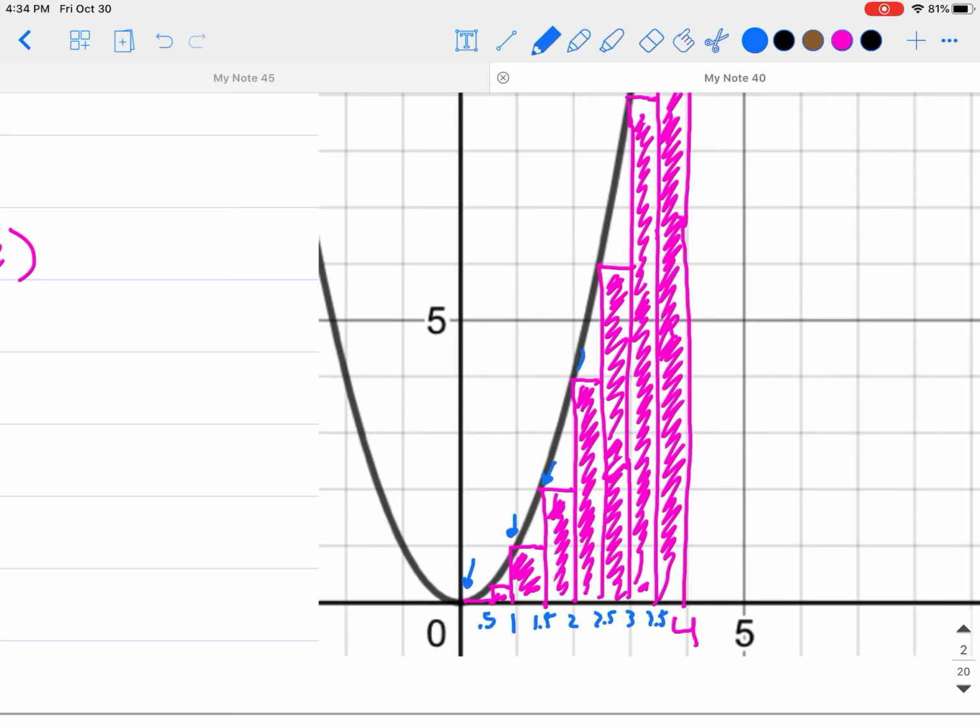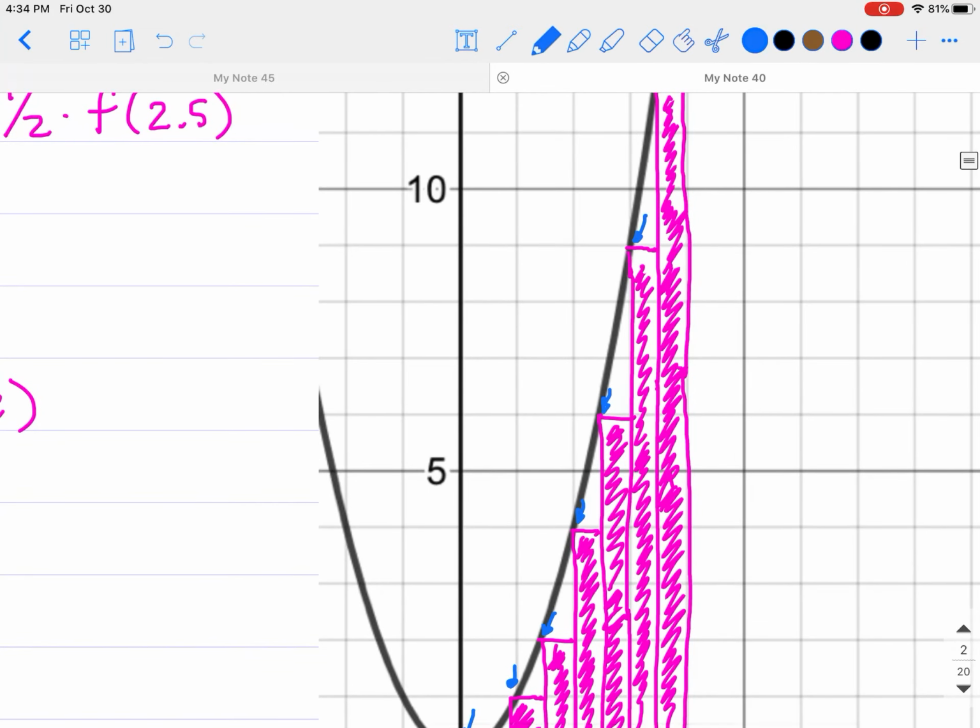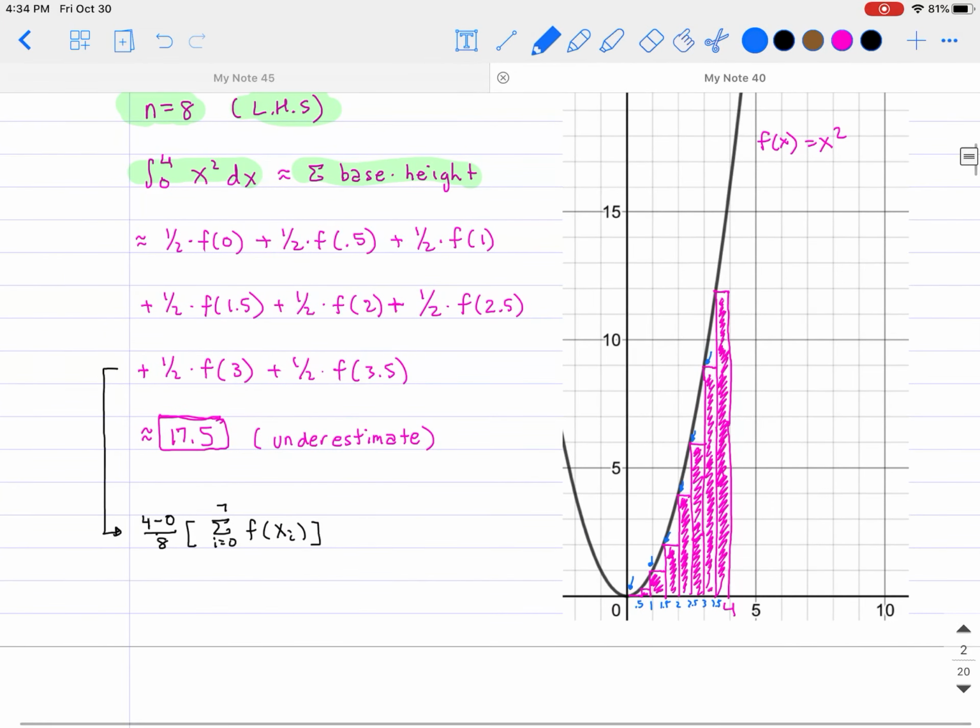So it's going to be 0.5, then 1, then 1.5, then 2, then 2.5, then 3, then 3.5, and then 4. The height each time is still referring to the left-hand side of the intervals. So nothing has changed except for the number of partitions and also the size of the base. But by having more of these rectangles, we can see that this is going to be a more accurate estimate, but unfortunately more work.